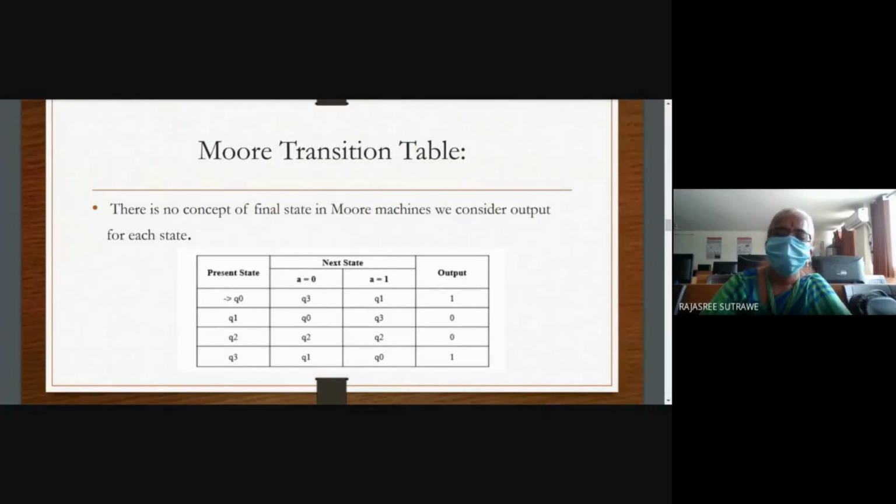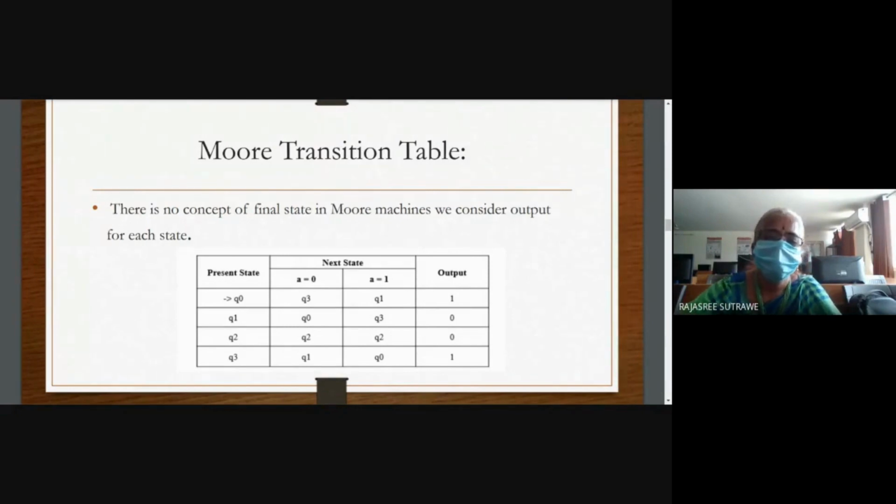Guys, Q naught, if you give 1, what is the next state? See the transition table. Are you able to see the transition table? Yes, sir. Okay. Q naught with 1, what is the next state? The next state is Q1 only. So the output here is 1.